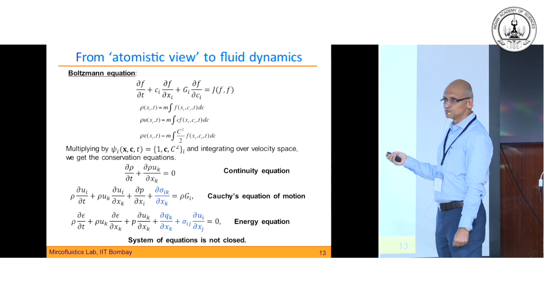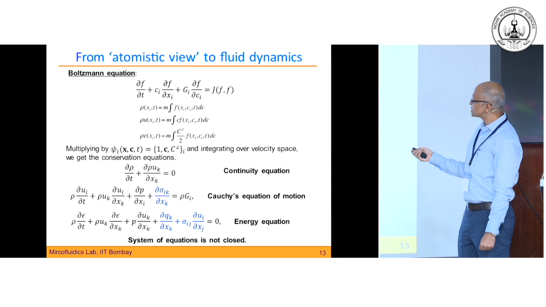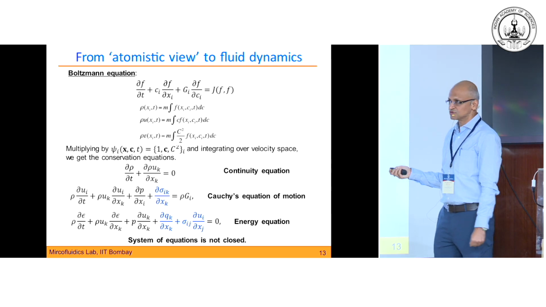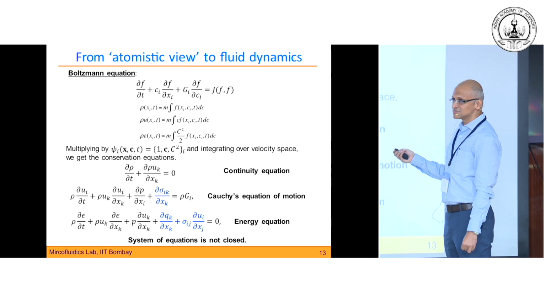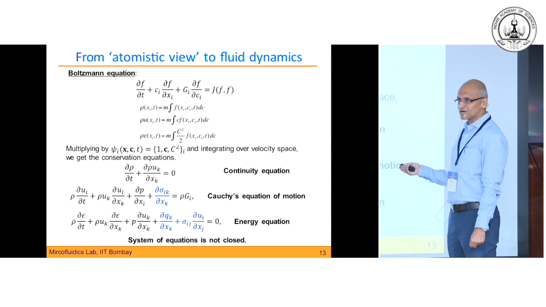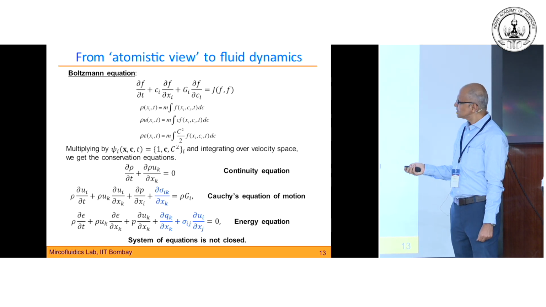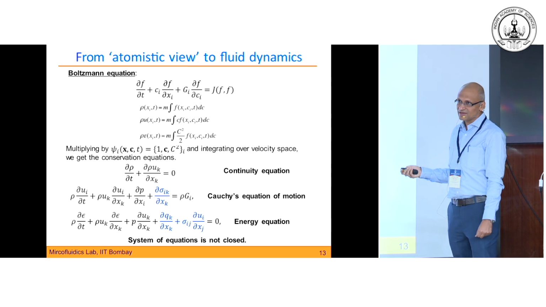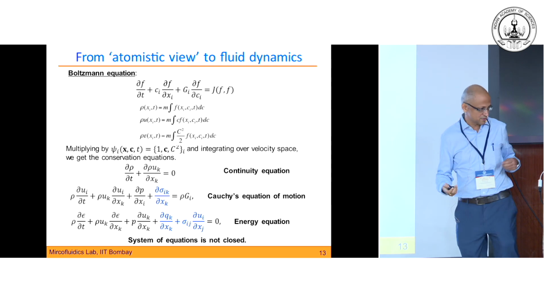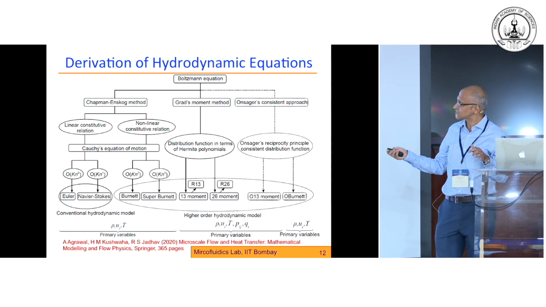So we start off with the Boltzmann equation. The Boltzmann equation has only one unknown, which is this distribution function f. If you can solve for this f, then one can obtain macroscopic quantities of interest like density, velocity, energy, and so on. But finding f is not easy, and that's where the two methods that I showed in this slide come into the picture.